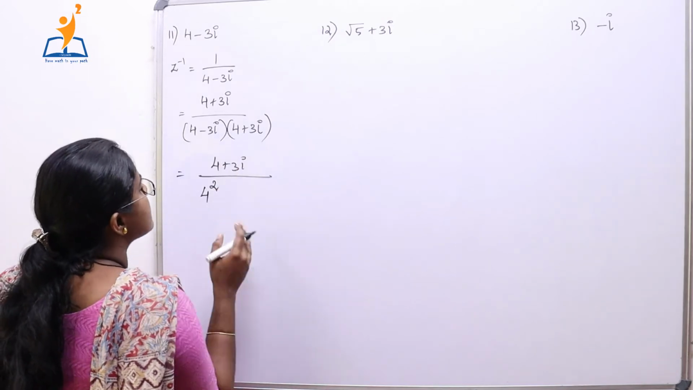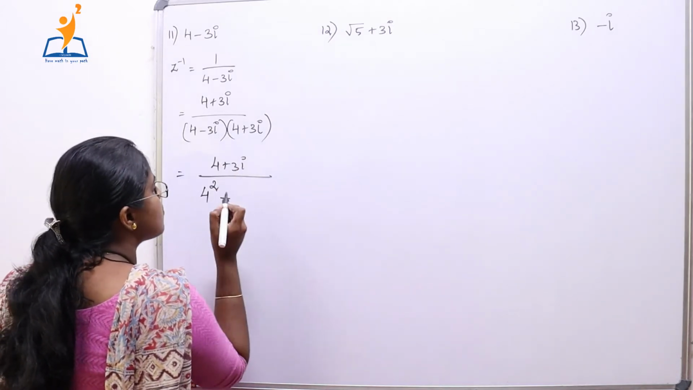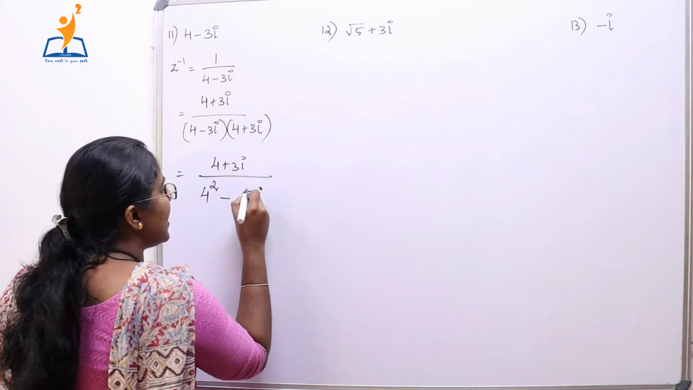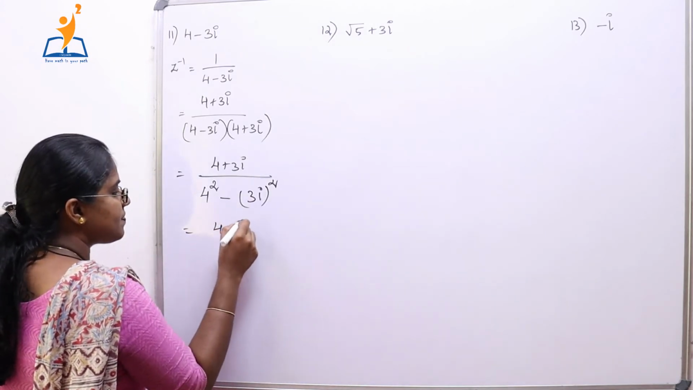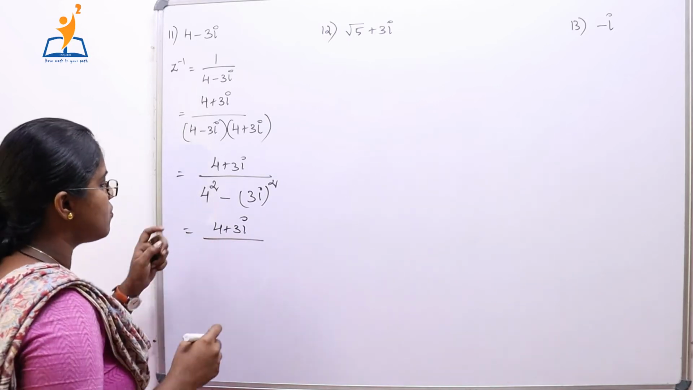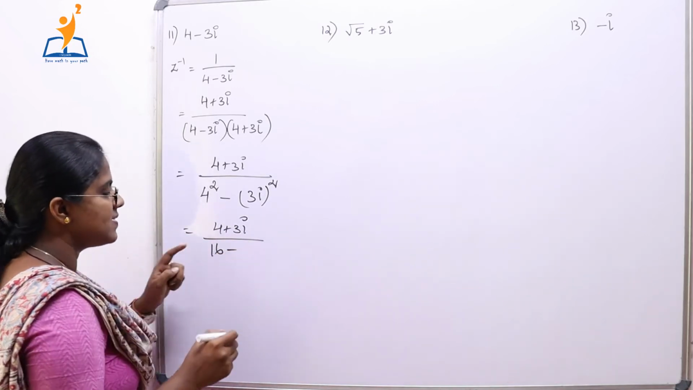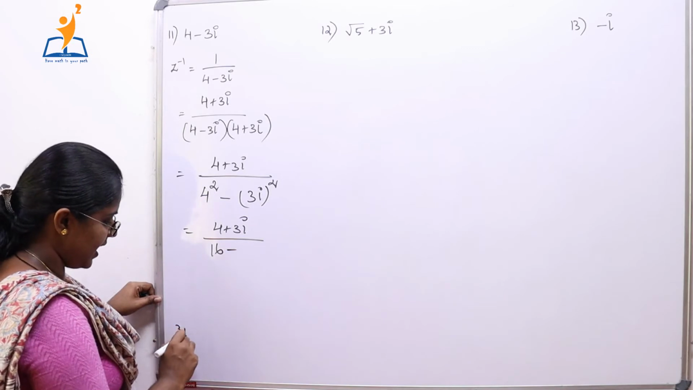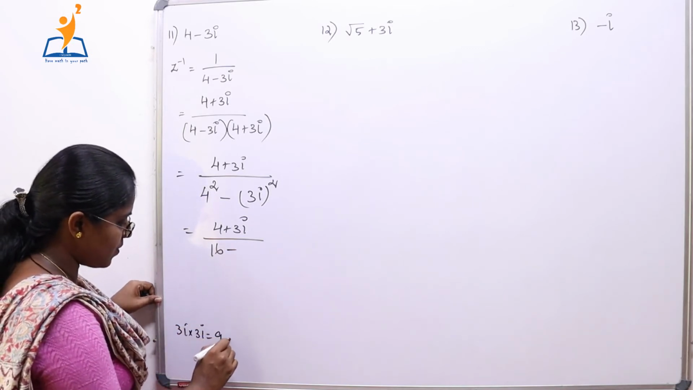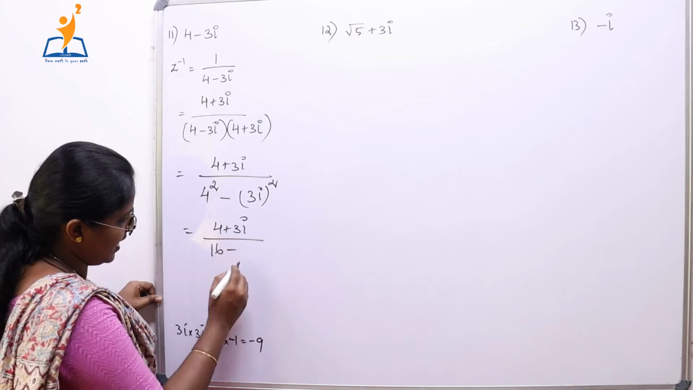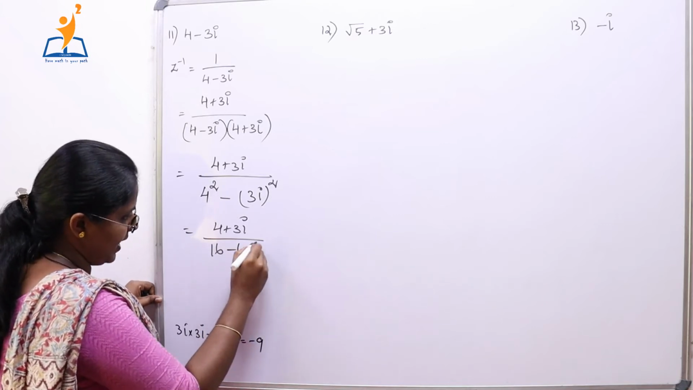(a plus b) into (a minus b) is a square minus b square. Therefore, 4 square minus (3i) square. So 4 plus 3i divided by 4 square, which is 16, minus, what is (3i) square? 3i into 3i. 3 into 3 is 9, into i square, which is minus 1. So it is minus 9.